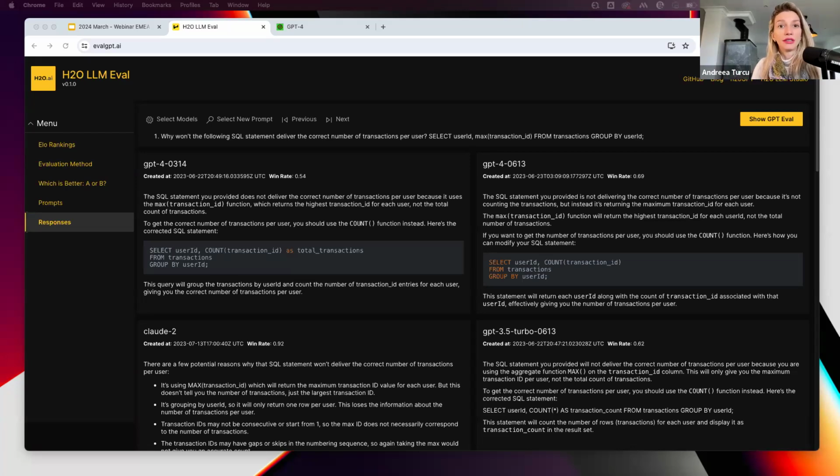This is the version V0.1.0. So in the next versions, you will also have the possibility to input your own chosen model.